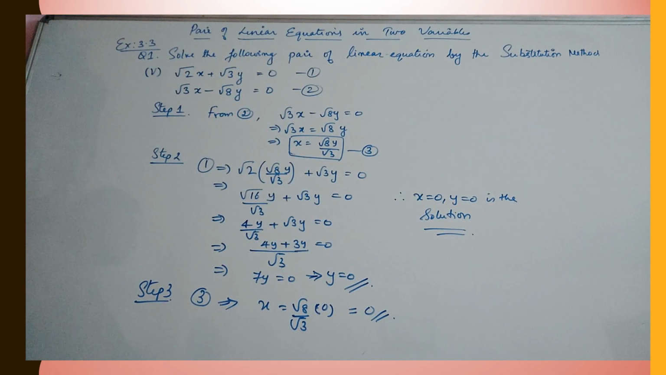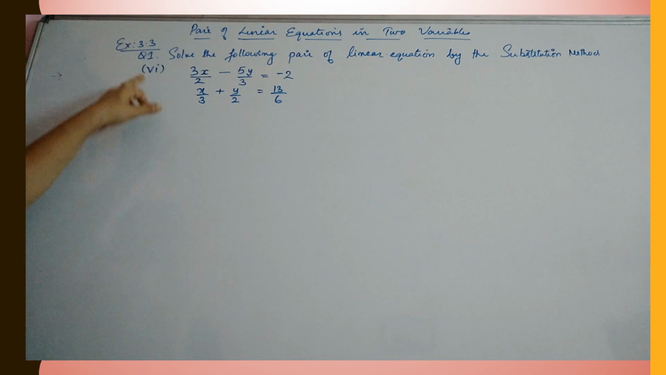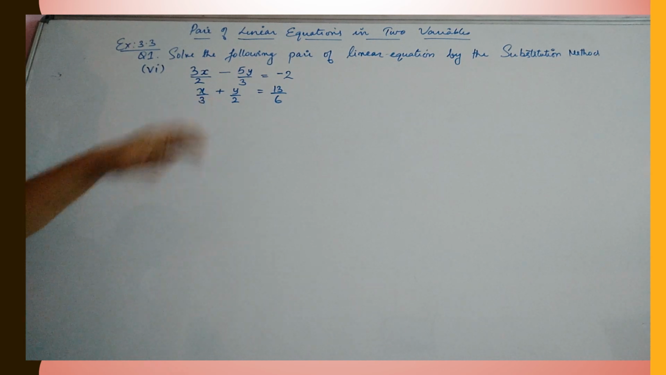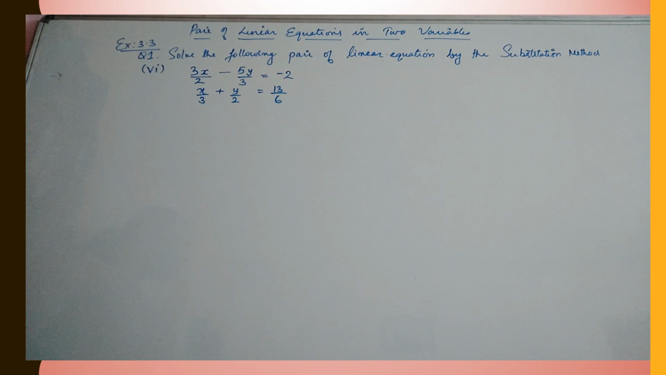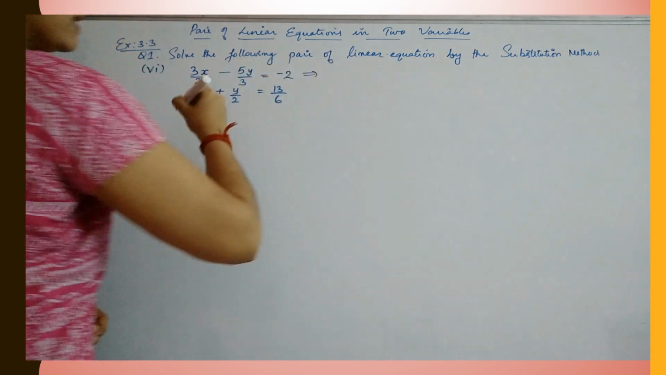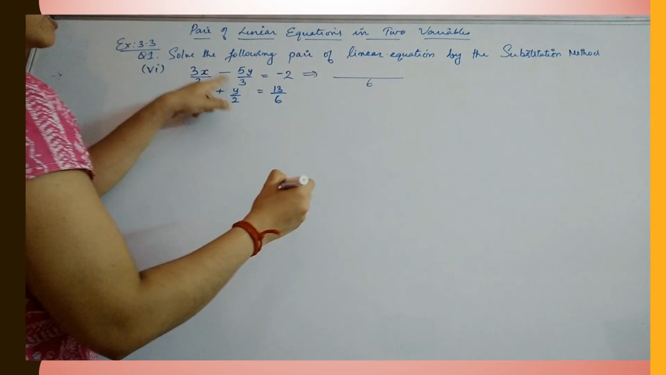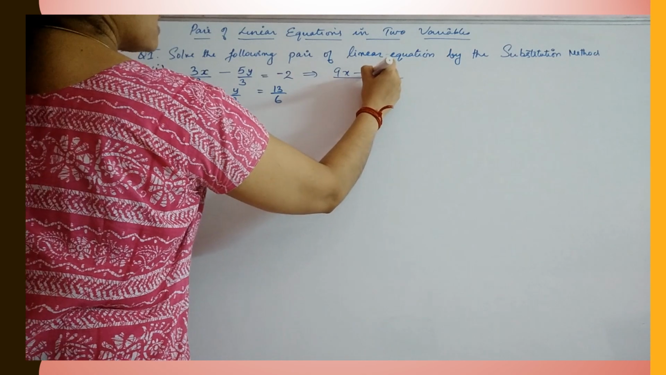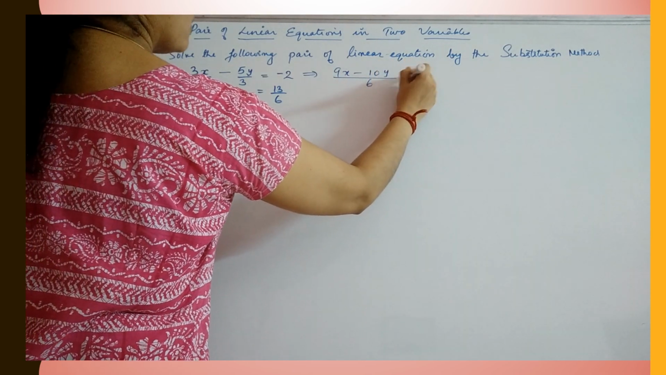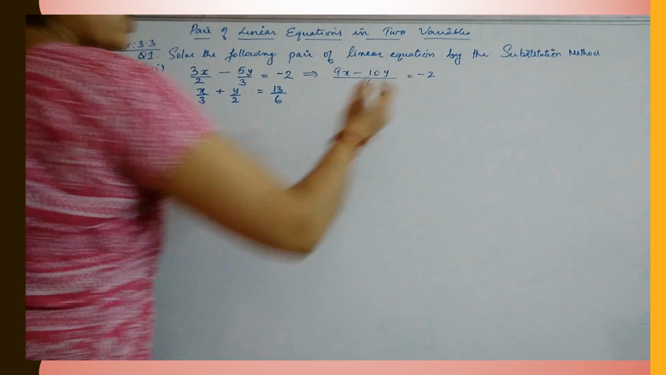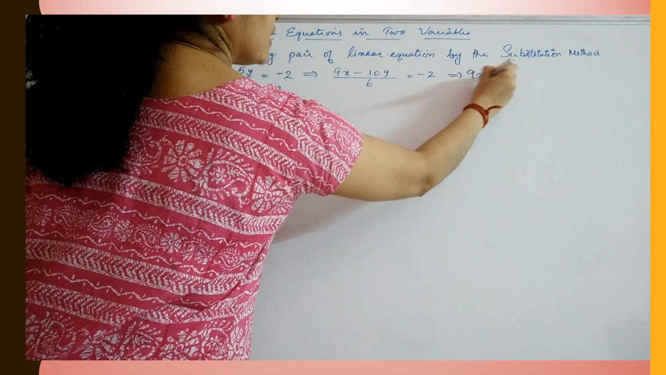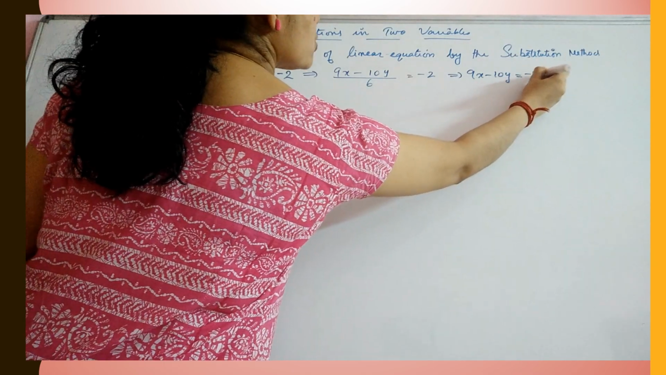Okay. Sixth subdivision of question number 1 is 3x by 2 minus 5y by 3 is equal to minus 2 and x by 3 plus y by 2 is equal to 13 by 6. Now again before solving we will just simplify these two equations. Just take the LCM, you will get LCM as 6 and the numerator, while taking the LCM as 6 you will get the numerator as 9x minus 10y is equal to minus 12.